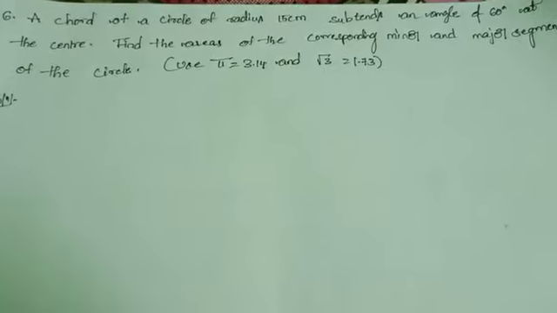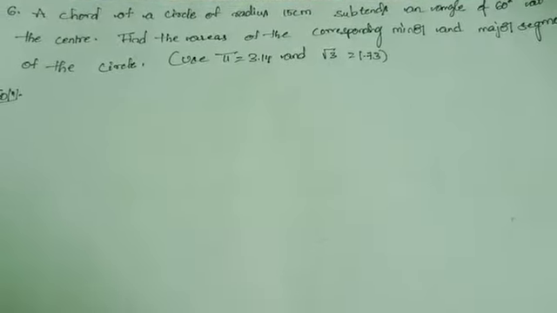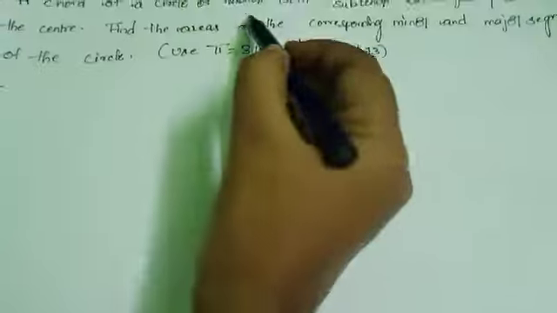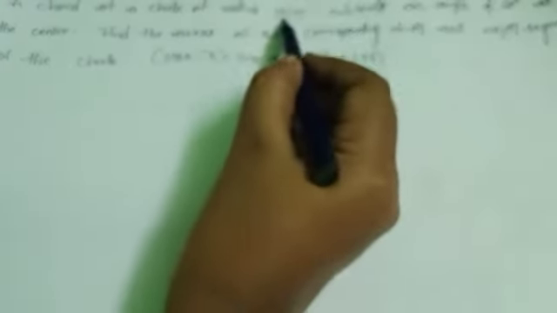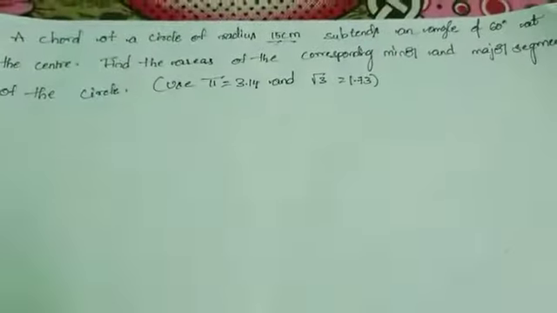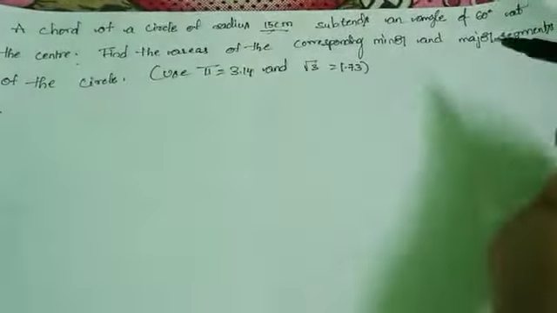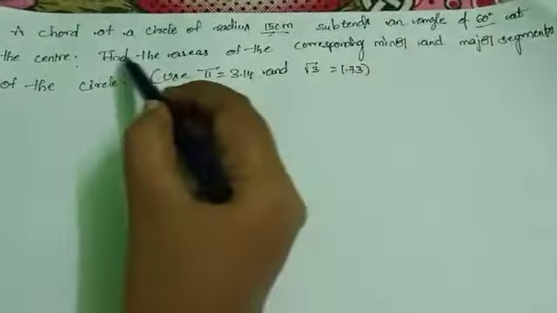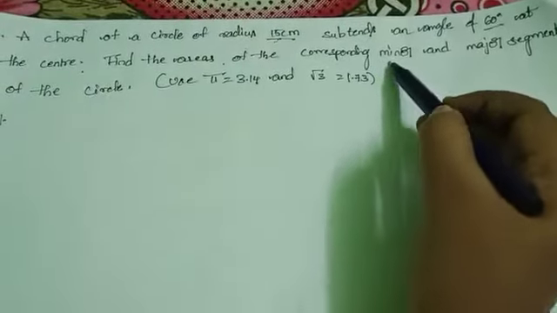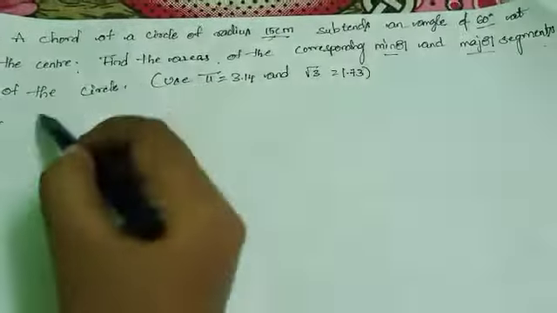Let us see the sixth question. A chord of a circle of radius 15 centimeters subtends an angle of 60 degrees at the center. Here, the given radius of the circle is 15 centimeters and the given angle is 60 degrees. Find the areas of the corresponding minor and major segments of the circle.